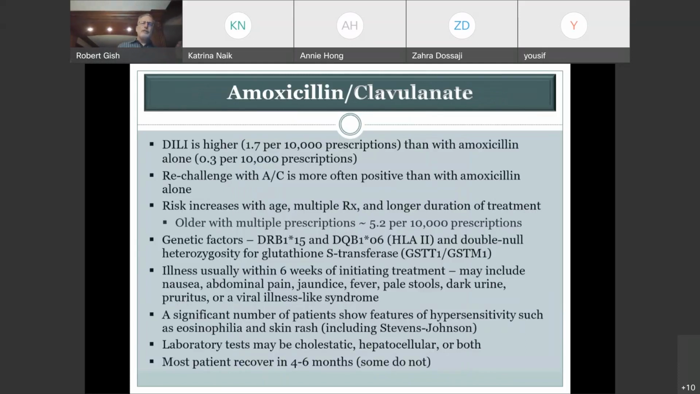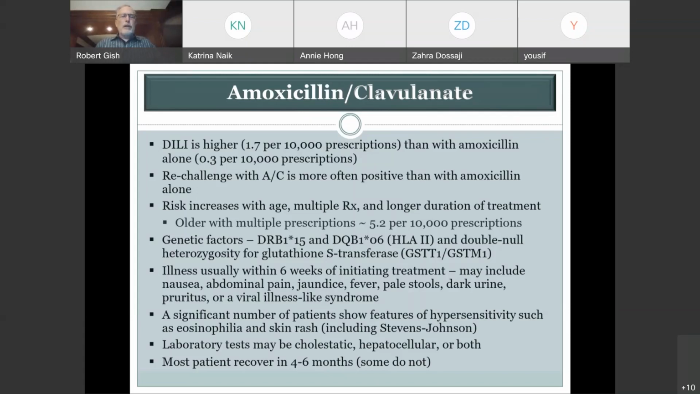So Augmentin was an interesting case because amoxicillin had already been labeled as a potential hepatotoxin, but at 3 per 100,000 prescriptions. And then you go up to Augmentin and it's 17 per 100,000 prescriptions. I'm kind of correcting the numbers here just slightly. And rechallenge, of course, is going to wrap up Augmentin, although it's unlikely you're going to do that.